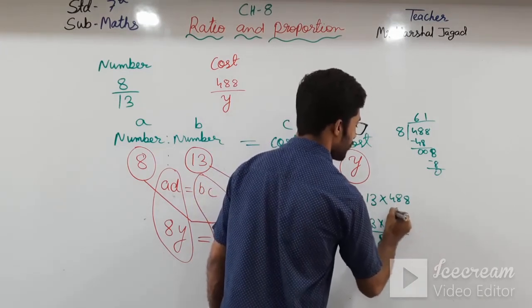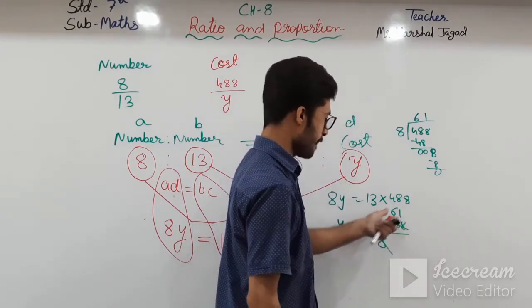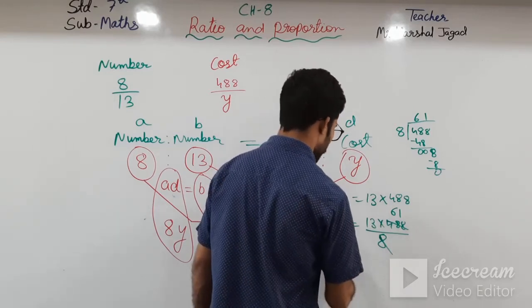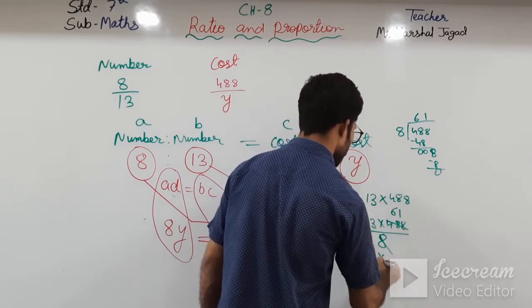So 8 61s are 488, then y we get, that is 13 into 61.